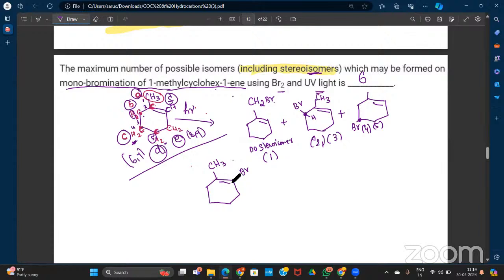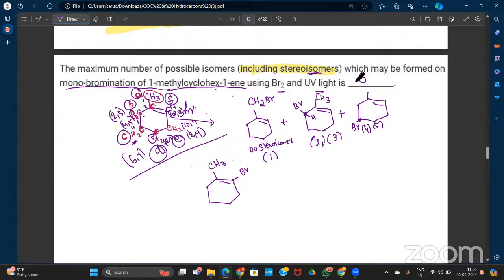Okay, so now look over this one. Chiral. So therefore you have 10, 11. So how many isomers have we got by doing this? You have 1 over here. So 2, 3. Okay, 4, 5, 6, 7, and 8, 9, 10, 11, 12, 13. So the total number of isomers will be equal to 13.